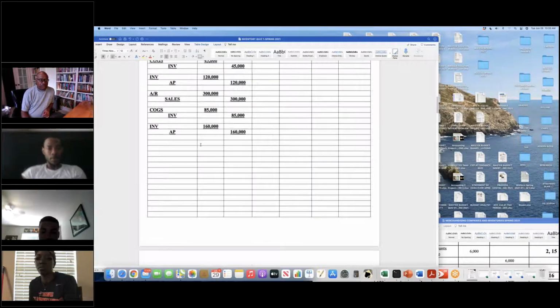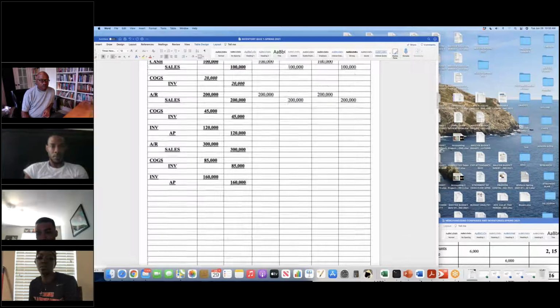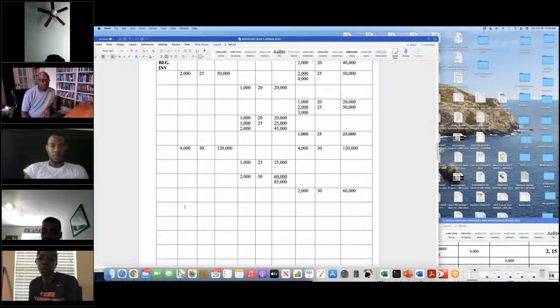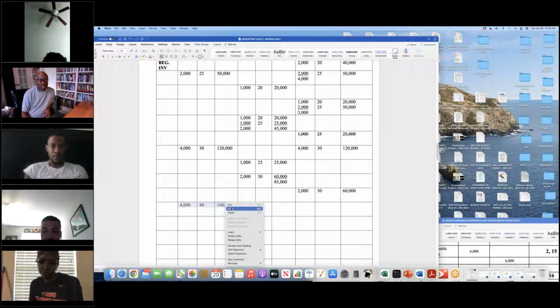Then we're going to do what? Go to the inventory chart and put 4,000 at 40? Mm-hmm. So we got 4,000 at 40. So that's 160, correct? Mm-hmm. And then we transfer this over. And so now we have in inventory 2,000 at 30 and 4,000 at 40.